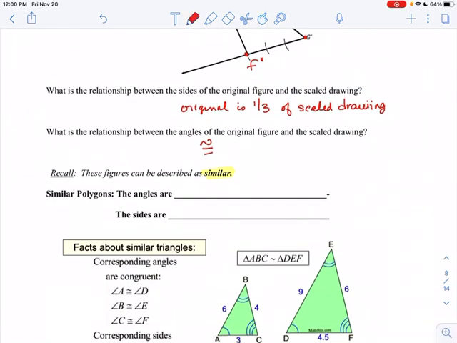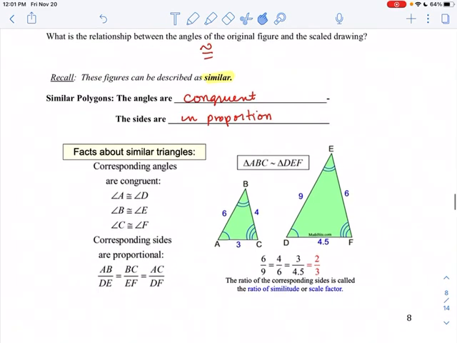So in similar polygons, the angles are congruent, equal, and the sides are in proportion. So those are the 2 concepts that you really need to know. The angles are congruent for similar figures, and the sides are in proportion. So similar means that they're the same shape but not necessarily the same size.